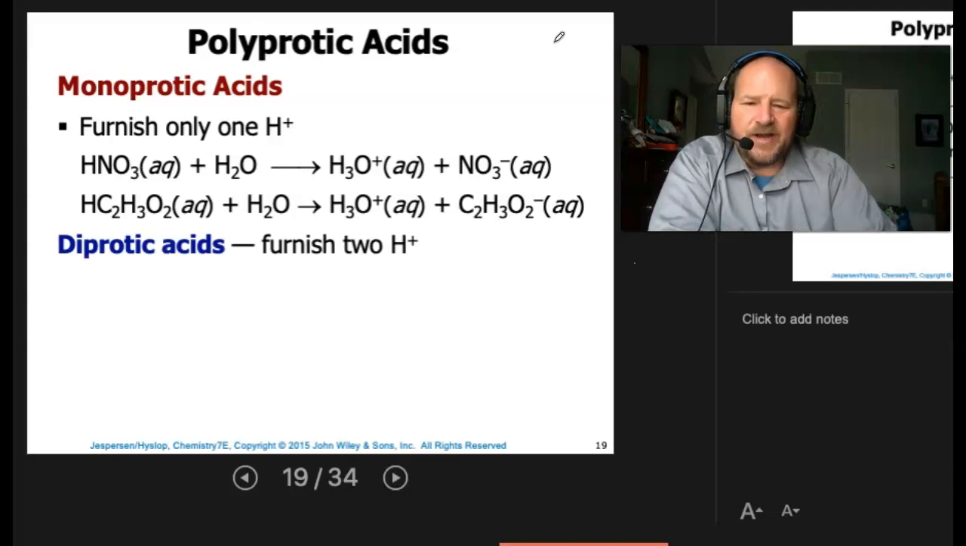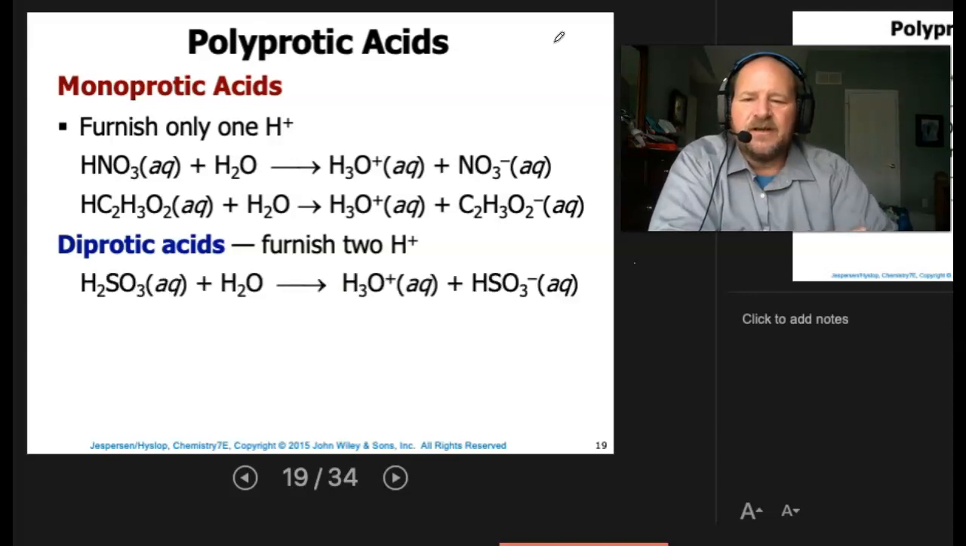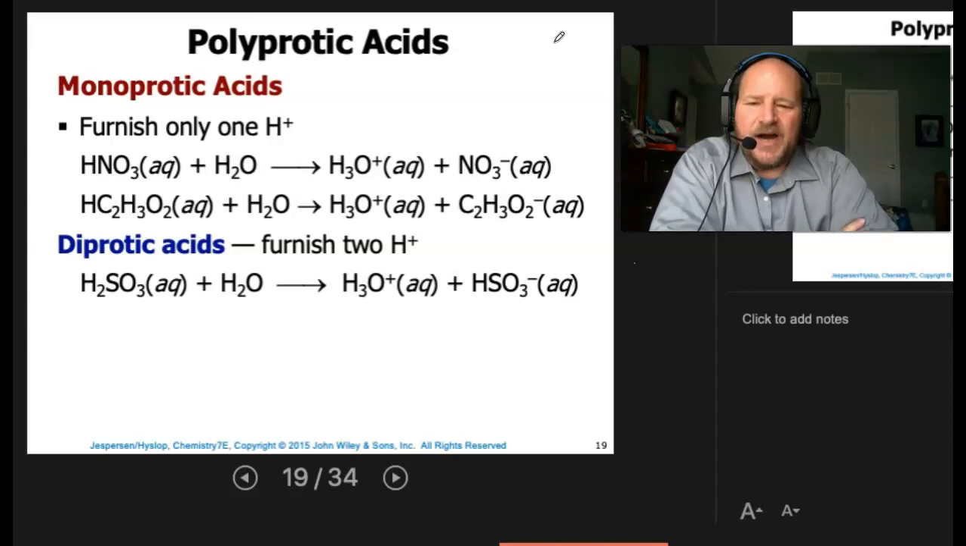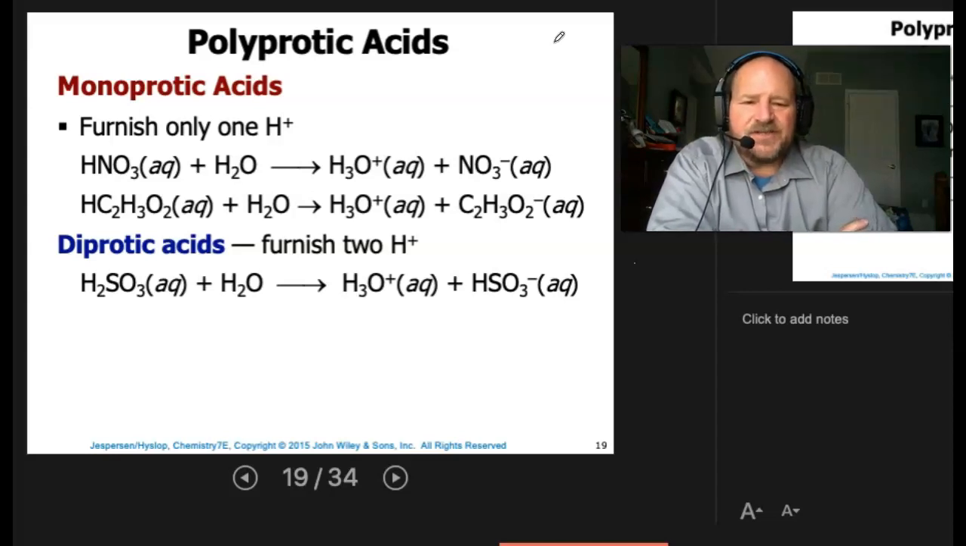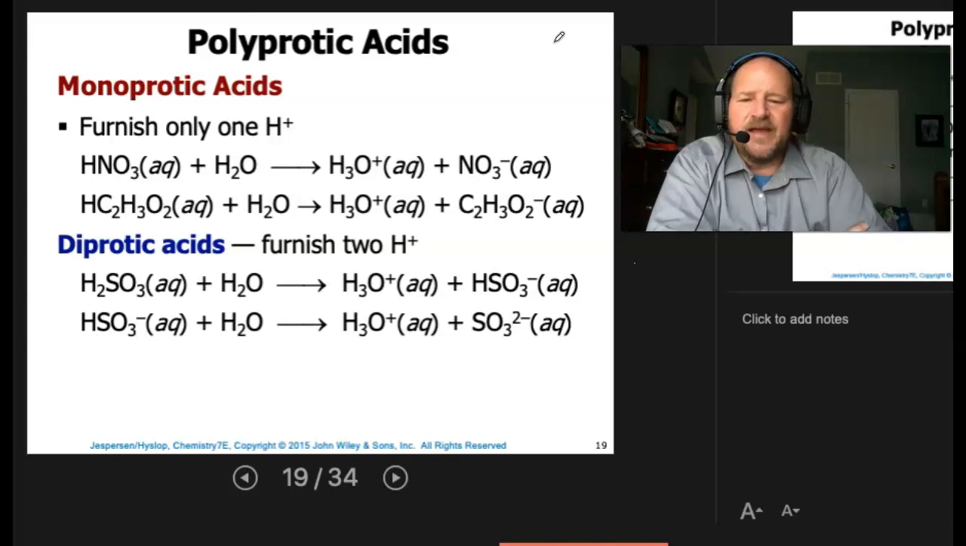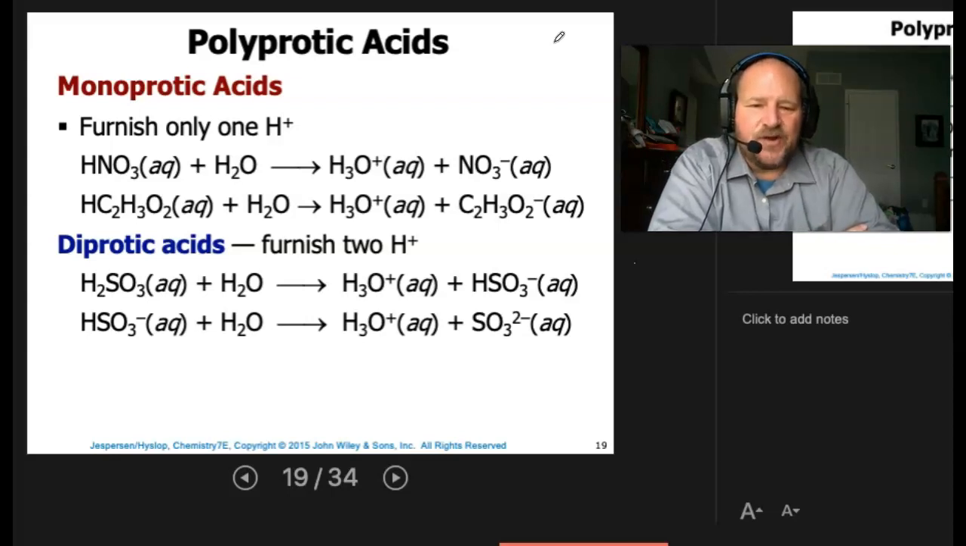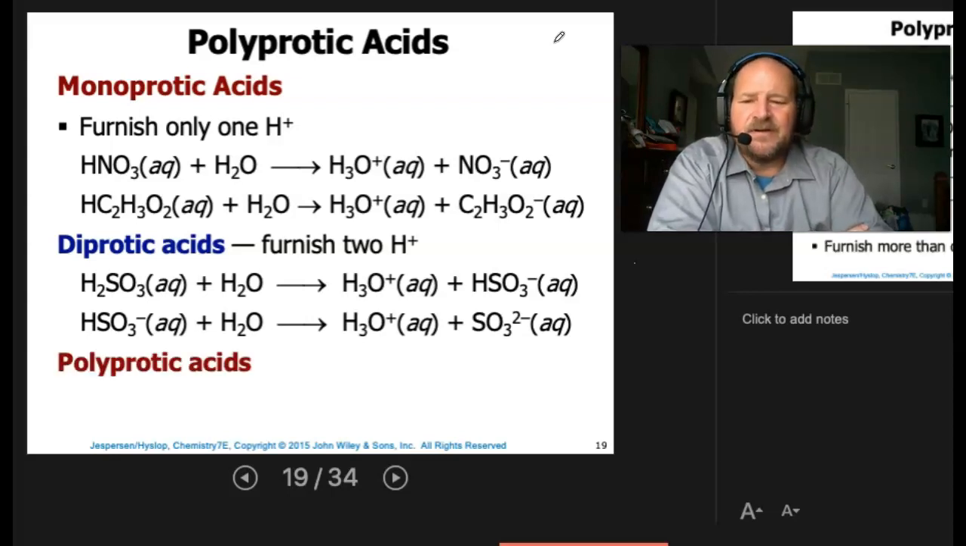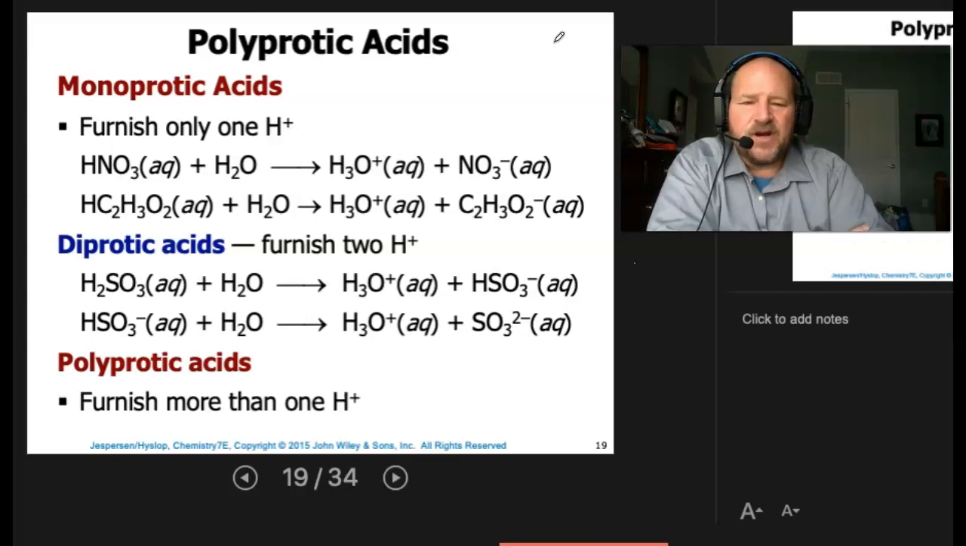If it's a diprotic acid, now I'm going to have two H pluses for every one acid. So for instance, sulfurous acid, H2SO3, has two hydrogens on it. So first it's going to supply one hydronium. Then the HSO3 minus can supply a second hydrogen to give me a second hydronium. So polyprotic just means we're going to furnish more than one H+.